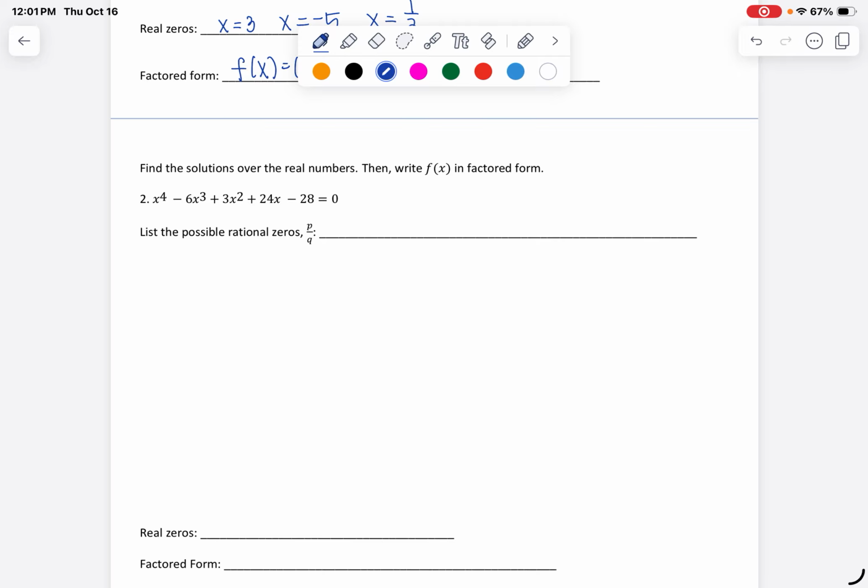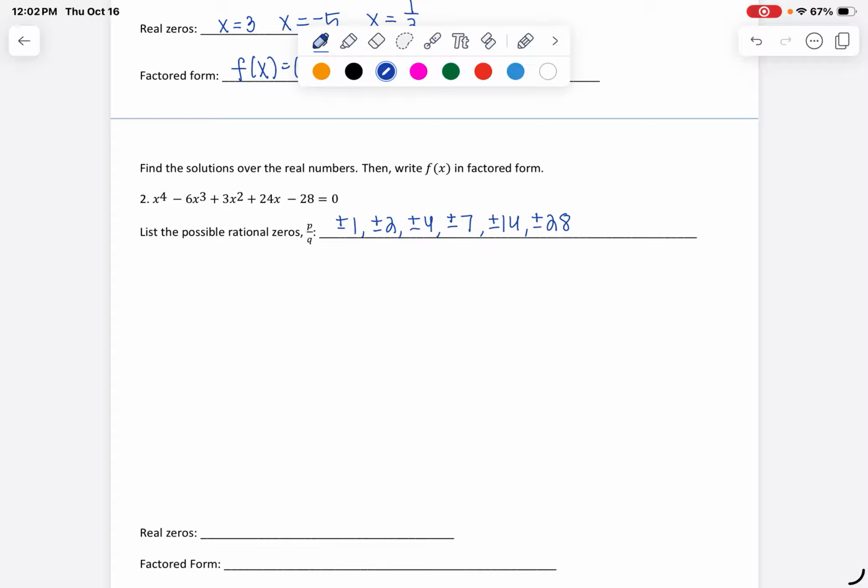All right, so I need to do my P over Q list. I need factors of 28 divided by factors of 1. Since Q is factors of 1, I'm just going to write my P over Q list as my factors of 28, right? So I have plus or minus 1, plus or minus 2 goes in there. 3 doesn't, but 4 does. 5 doesn't, 6 doesn't, but 7 does. So now I'm at the matchup stage, right? 14 does, and 28 does. All right, so I have a list of 12 things I need to check.